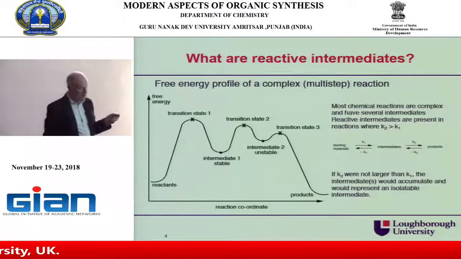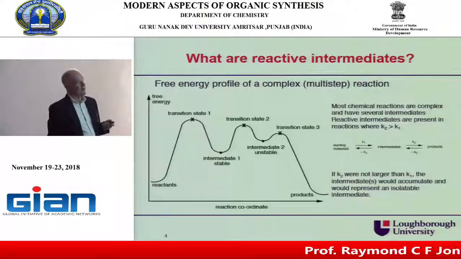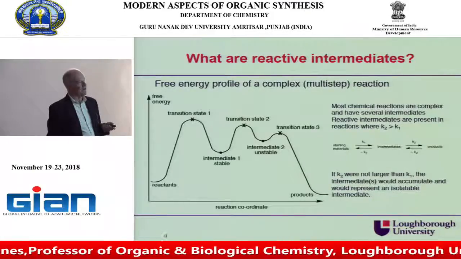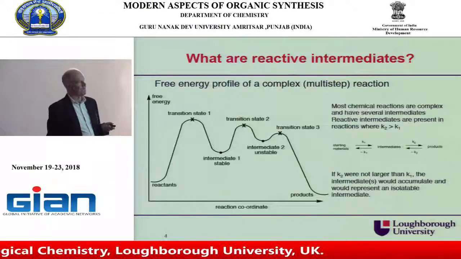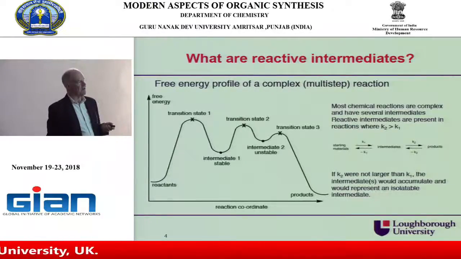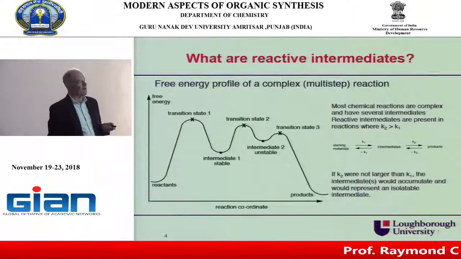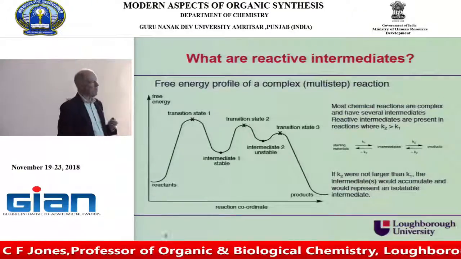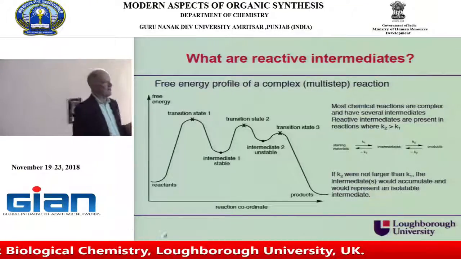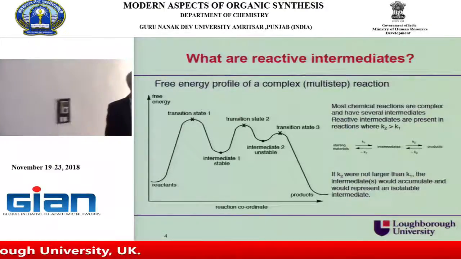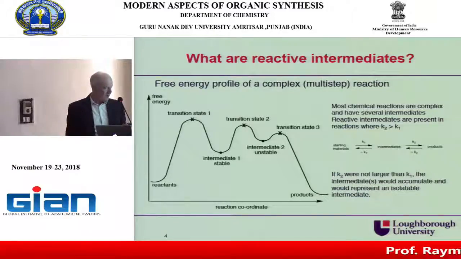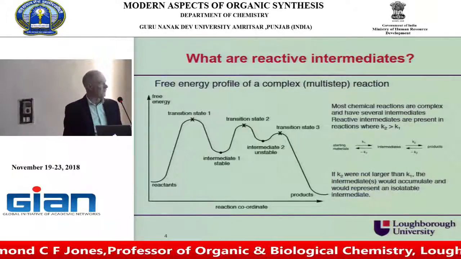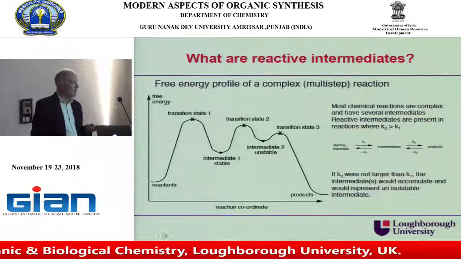So unlike pericyclic reactions, most chemical reactions have fairly complex multi-step mechanisms and may have several intermediates. A reactive intermediate needs the rate of getting away from the reactive intermediate to be faster than the rate of forming the reactive intermediate. If that wasn't the case, then the intermediate could be regarded as fairly stable, maybe even isolated, if k2 is either similar to k1 or smaller than k1. So we're looking at things that come in shallow wells and are easy to move on to products over low energy barriers.